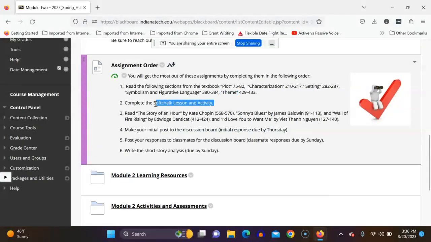You'll find out more about that. And then you're going to be reading. So those are the preparatory readings to help you think through what you're going to be doing. And then you have 4 short stories. These are fun and they are short.